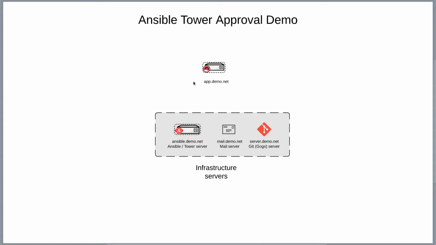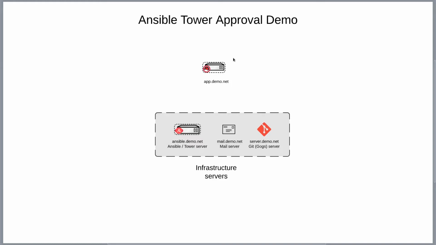Before we get started, I just wanted to go over the architecture that we're going to be dealing with. We have the Ansible Tower, of course. We have the mail server that we're going to use for notification, and then we're going to have a Git server that's going to pull the Ansible playbooks from. And these will all be acting on a server called app.demo.net, which has our application in it.